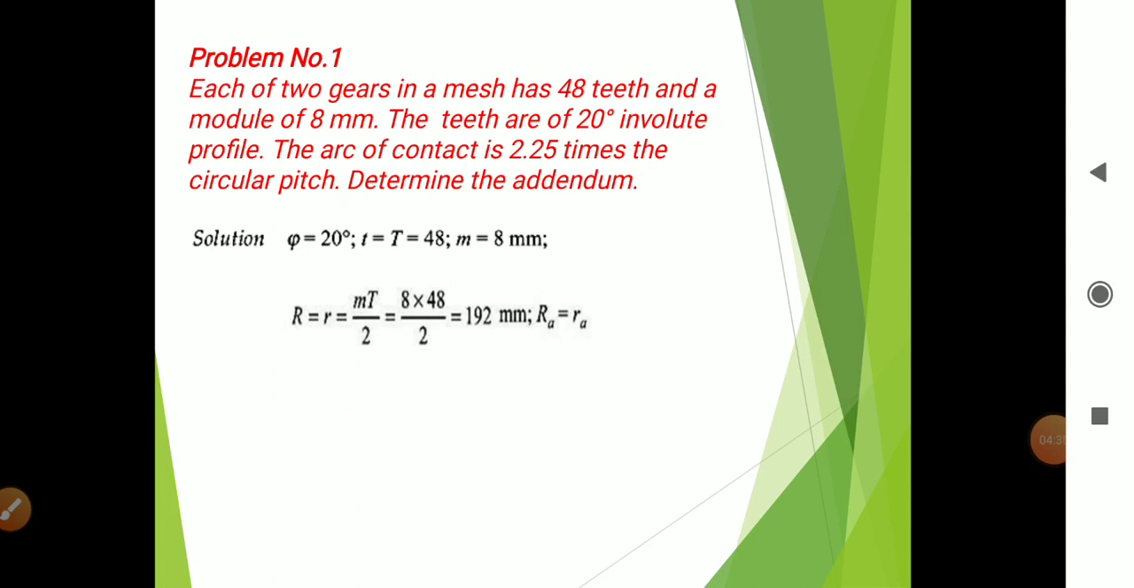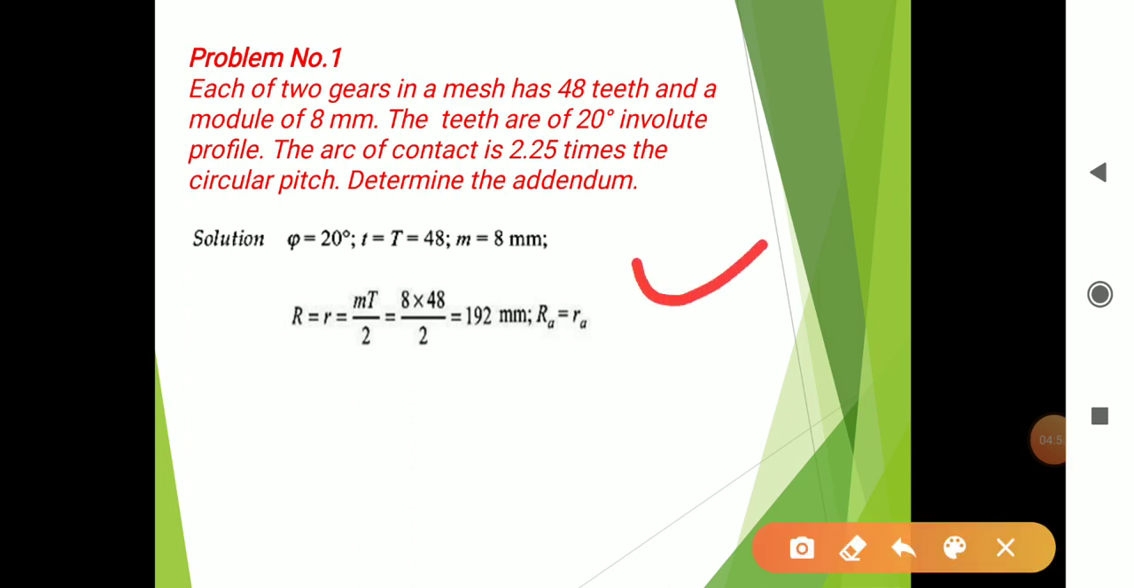Next we have to find RA. Since the number of teeth are the same, the radius of addendum for the wheel is equal to the radius of addendum for the pinion. That is, capital RA is the addendum radius of the wheel, and small RA is the addendum radius of the pinion.